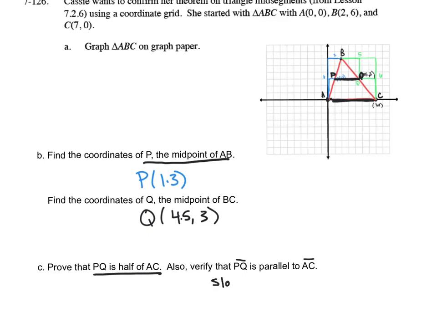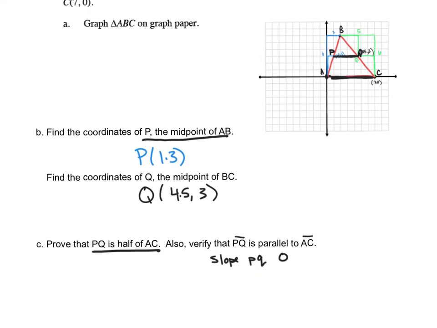of PQ. Well, that is a horizontal segment, so that slope is 0. The slope of AC is also a horizontal segment, which is 0. They have the same slope, so they are parallel.